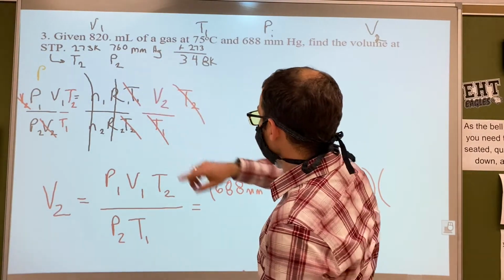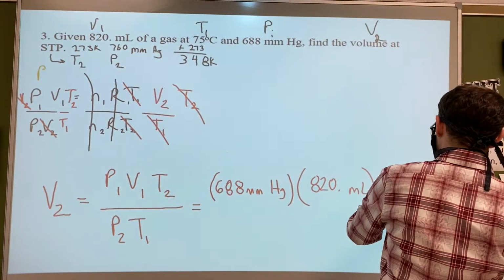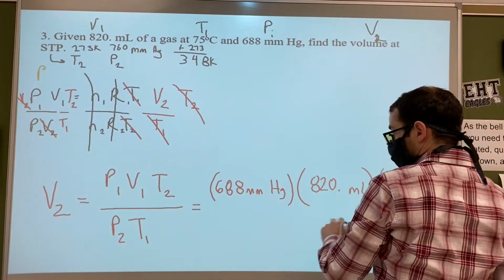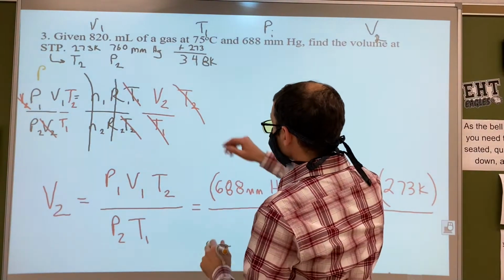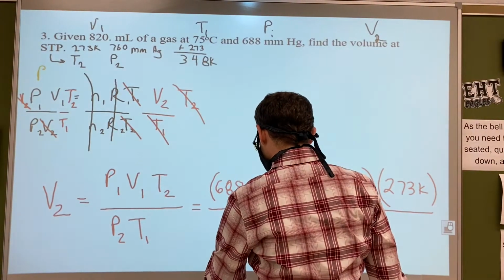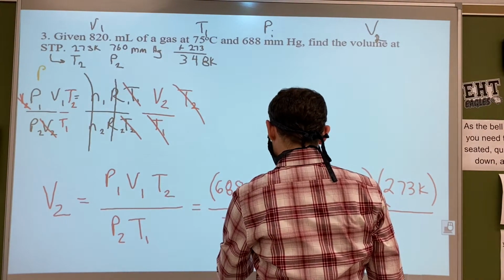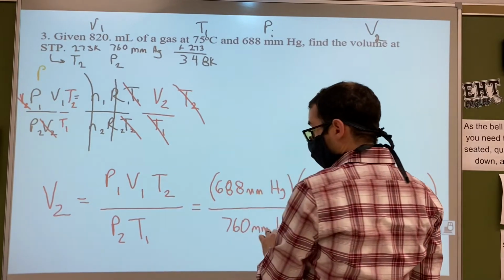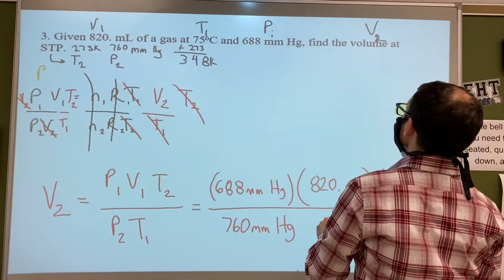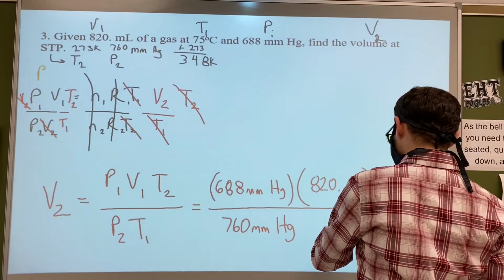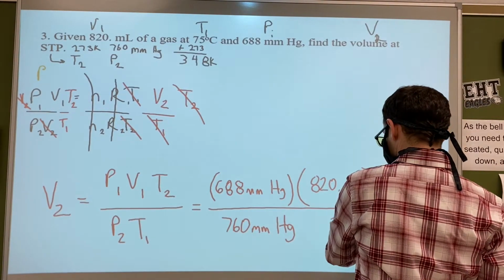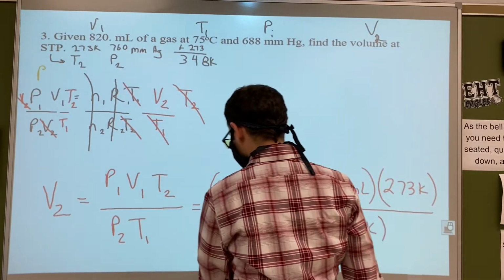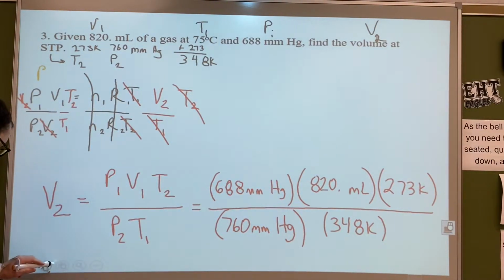So we have T2, which is 273 Kelvin. On the bottom, we have our second pressure, which is 760. And then we have our temperature, which is T1, which is 348. Okay, any questions so far with setting this up?